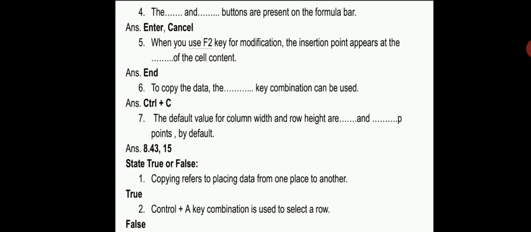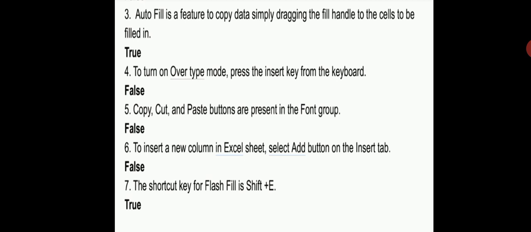First is, copying refers to placing the data from one place to another. It's true. The second is, Control plus A key combination is used to select a row. No, it's false. The third is, autofill is a feature to copy data by simply dragging the fill handle to the cells to be filled in. That is true. The fourth is, to turn on overtype mode, press the Insert key from the keyboard. Yes, it's false.